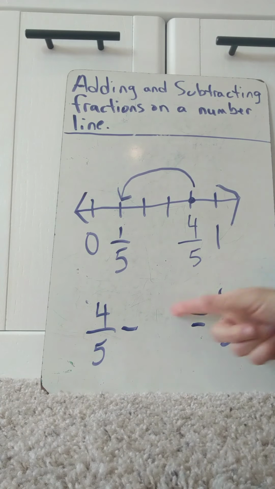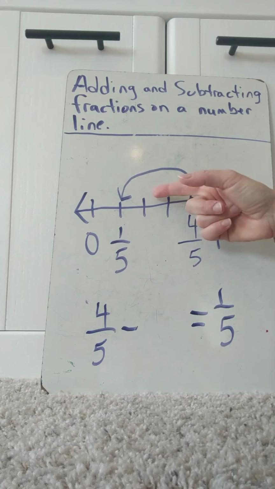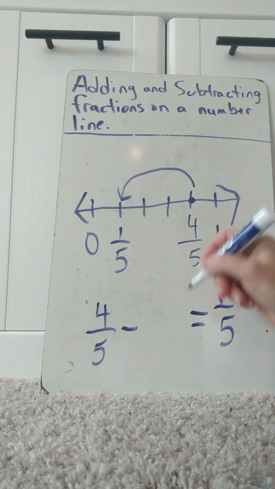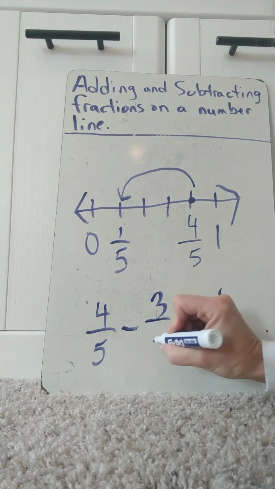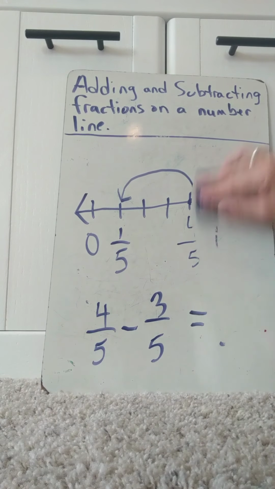Okay? Now we have to fill in this fraction right here. Well, you could say to yourself, 4 minus what equals 1? Which we know is 3, or you could count 1, 2, 3. Okay, we know it's 3/5. Okay, so this is an equation for this number line, and it's a subtraction problem. 4/5 minus 3/5 equals 1/5. Okay, so those are some of the kind of problems you're going to see on the quick check.